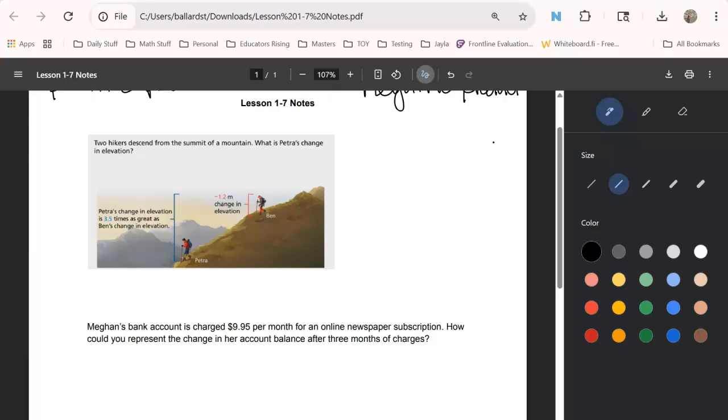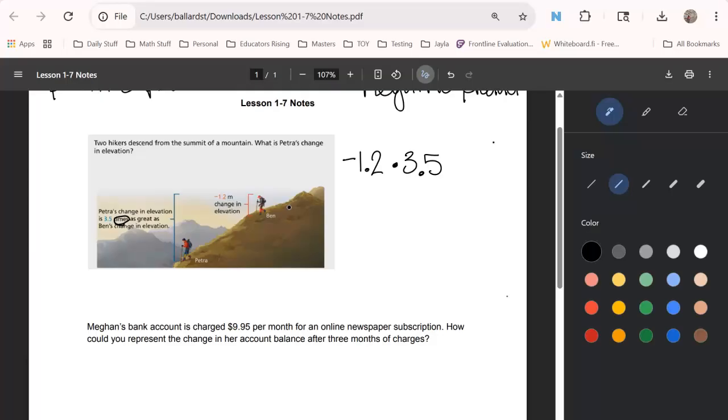Okay, well, we see that Ben is negative 1.2 meters change in elevation. So that means he went down 1.2 meters. And then what it says about Petra is Petra's change in elevation is 3.5 times as great as Ben's change. So we have to take Ben's change and hers is 3.5 times bigger. Okay, so Ben's is negative 1.2, so that should be the first thing you write down. And then Petra's is 3.5 times that, so we just multiply by 3.5.